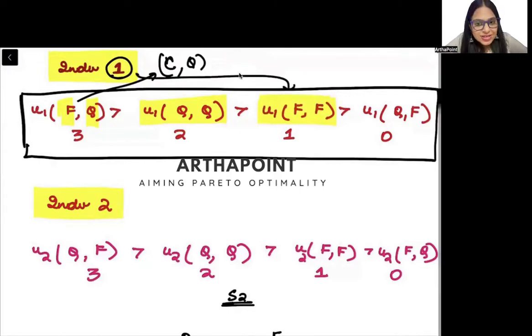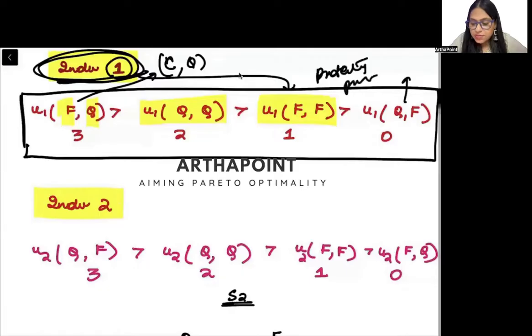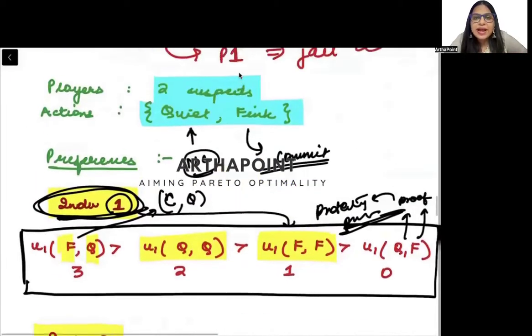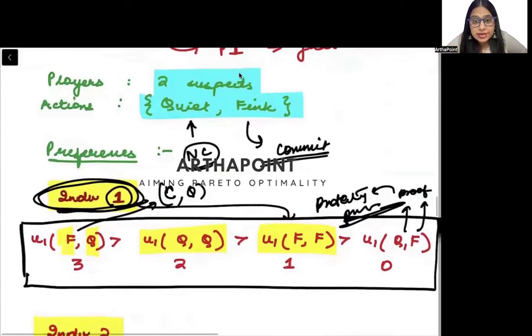But what is the worst thing that will happen with individual one? Where he is quiet, he is protecting his friend, his other prisoner, his other criminal, the other person who has committed the crime, the other suspect. He is saving him by keeping quiet. But the other person will become a proof against him. The other person thinks, okay, I am becoming a proof against him, and goes ahead and commits.